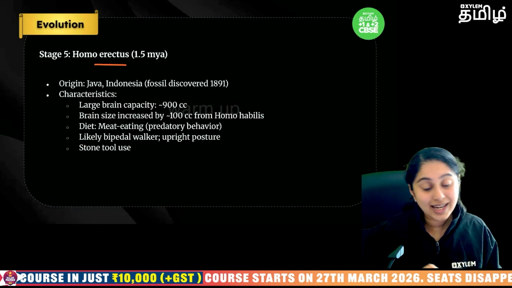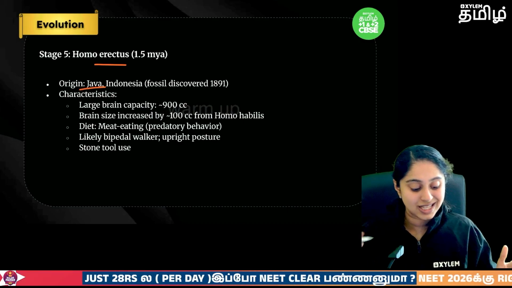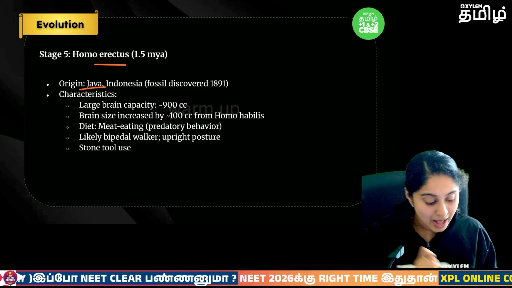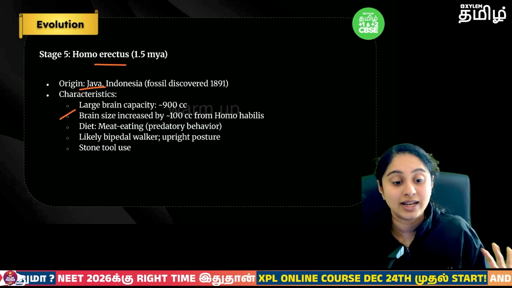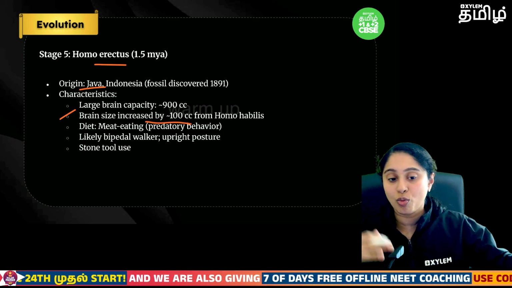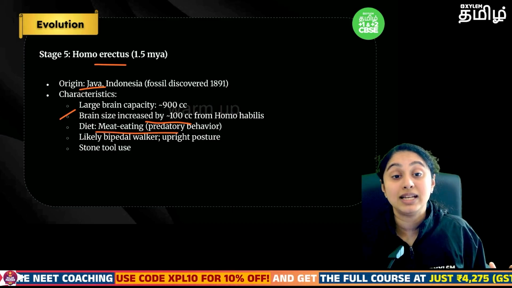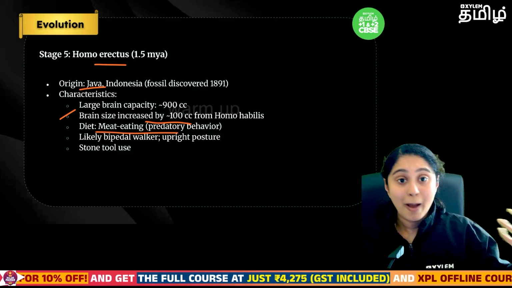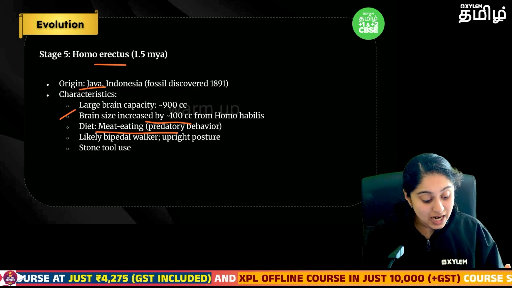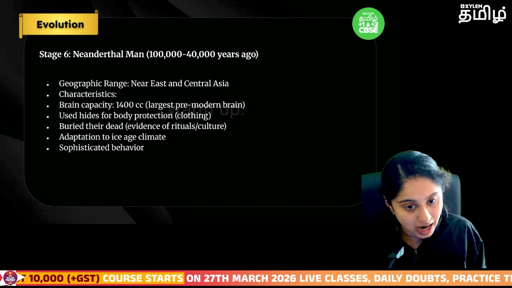Now then after that, E for Erectus. So Erectus was also called the Java man because that's where we discovered the fossils, okay. The brain is slightly larger, about 900 cc, and the brain size increased compared to the Homo habilis, okay. And this is where there is evidence for meat eating because he started doing the predations, okay. Then he started walking on 2 feet and started using stone tools for his hunting.